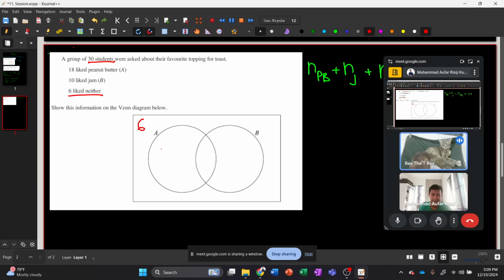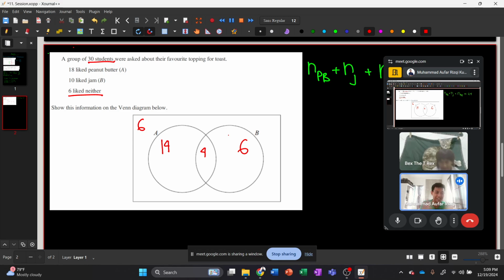Peanut butter is 18, not 10. So that means 14 for A and 6 for B. Good. And then the middle will be 4. If you add up everything, it will be equal to 30, which is the number of students. 6 plus 14 is 20. 20 plus 4 is 24. Plus 6 is 30. Good.